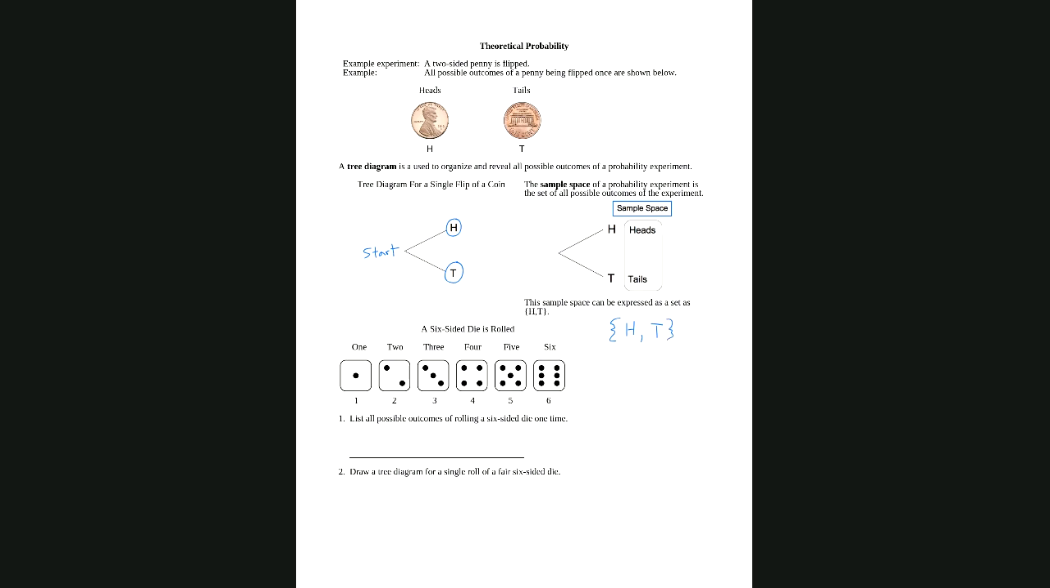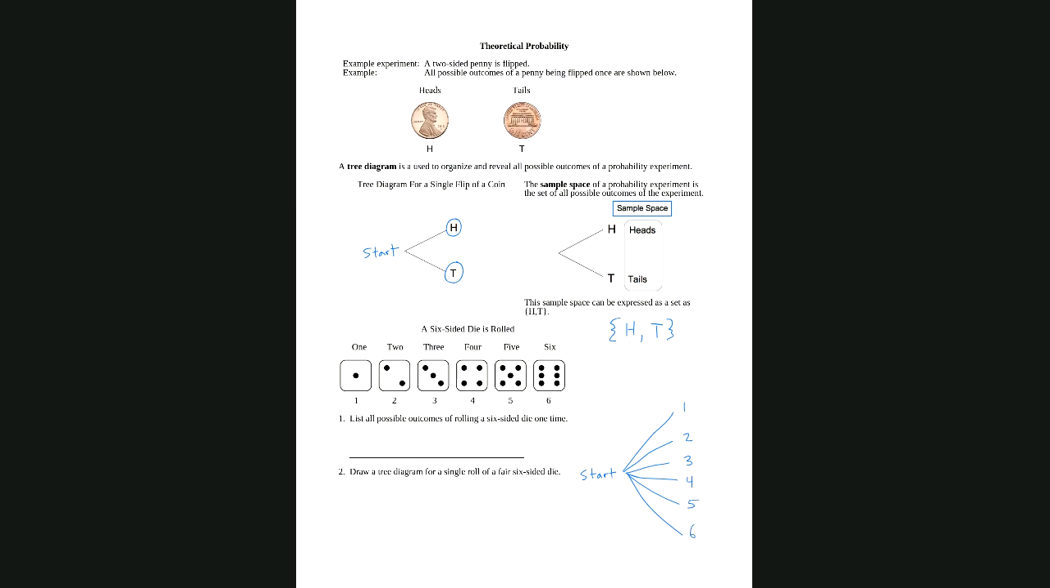Now let's try it for a six-sided die. I'm going to start here on the left, and I need to draw branches to what could happen when I roll this die. We want to think about how many branches we need. So for a coin, we only needed two. But for a six-sided die, there's actually going to be six different outcomes. And to complete the tree, we just want to write what those outcomes are. It's the numbers 1, 2, 3, 4, 5, and 6.